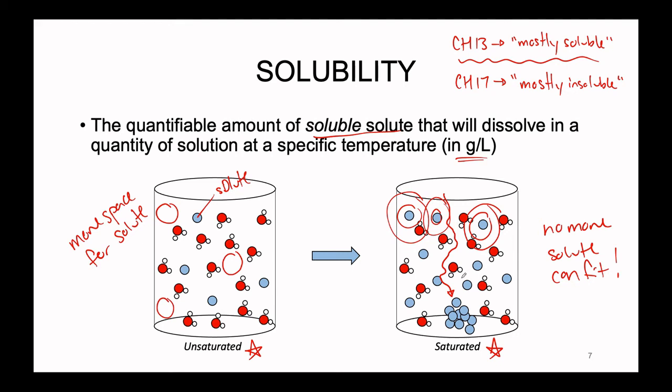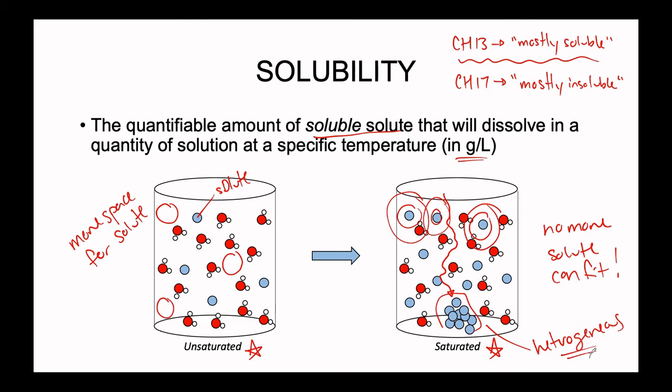So because the solute has nowhere to go, it's just going to start piling at the bottom of our container. We are going to start forming a heterogeneous mixture now. Heterogeneous, because there's nowhere else for this solute to fit.